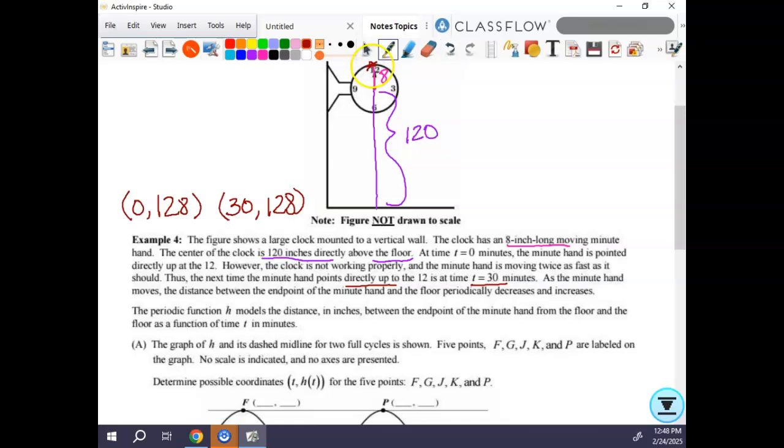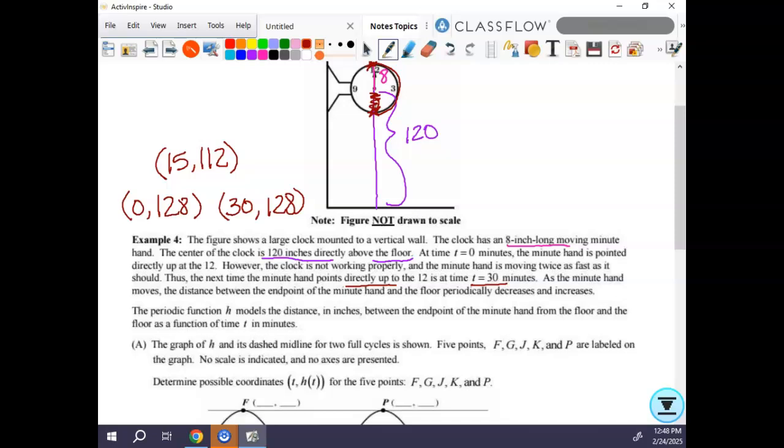So if it takes me 30 minutes to get back here, how long would it take me to get here, pointing at the 6? How long would it take me to get from here to here? 15 minutes. And then what would the distance off the floor be? And it's not 120. 112. Because this is the minute hand, right? I got to subtract that and I get 112 here.